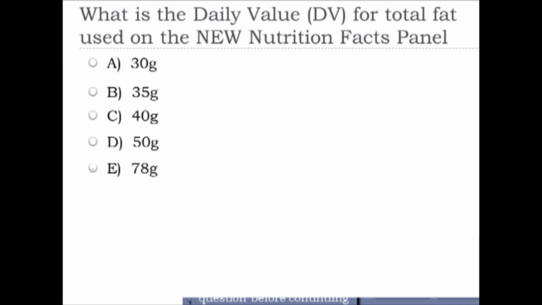Next question. What is the daily value for total fat used on the new Nutrition Facts panel? Pause here and determine your correct answer. You'll remember that the old Facts panel used to assume 30% of a 2,000 calorie diet. Now the new Facts panel assumes the upper level of healthy fat, which is 35% of a 2,000 calorie diet, and that is 78 grams.